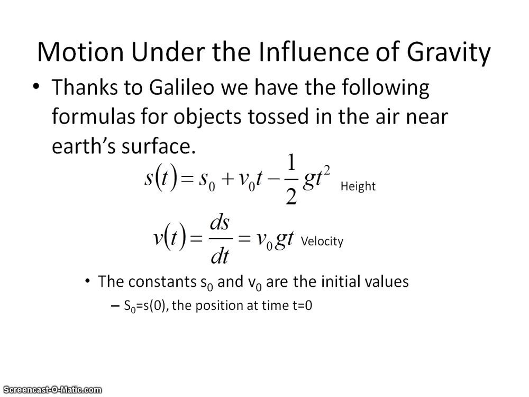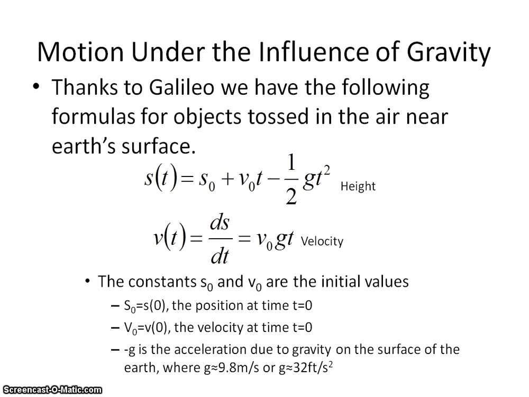S sub 0 is your initial position. V sub 0 is your initial velocity, and g is the acceleration due to gravity on the surface of the Earth, where g equals 9.8 meters per second squared or 32 feet per second squared, depending on which units your problem is asking you for, decides which g you will use.